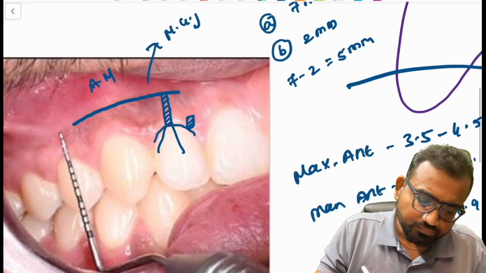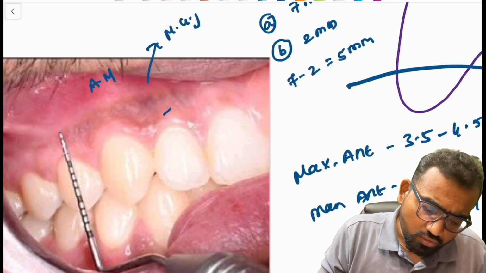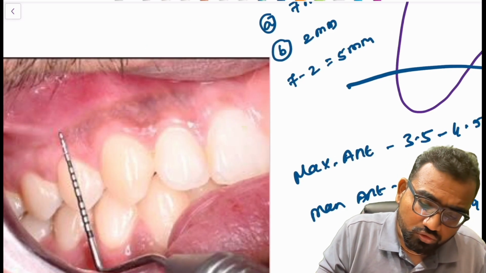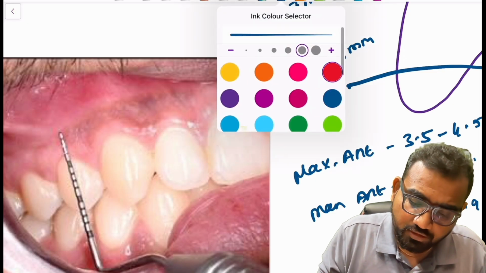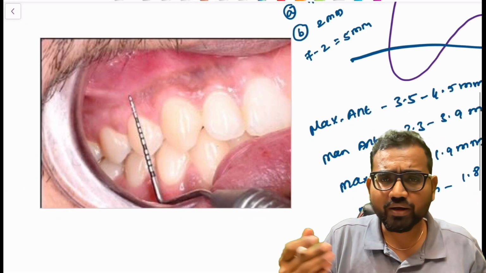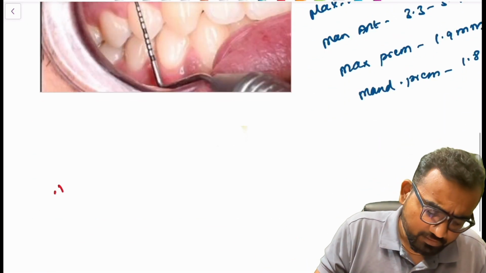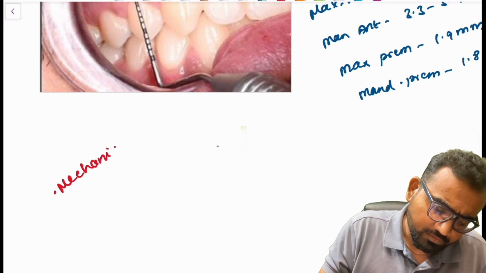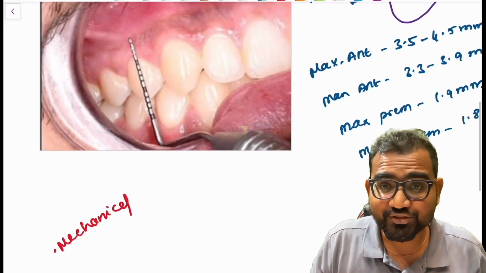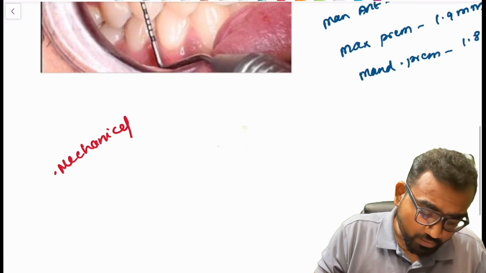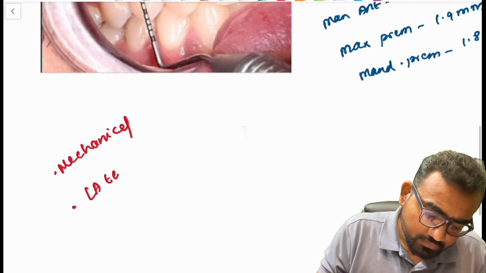Okay, now how to examine or how to evaluate the width of attached gingiva? One is what I told you, the mechanical method, which is the probing depth measurement. There are other ways to measure the width of attached gingiva. Okay, so the next one will be the LA test.